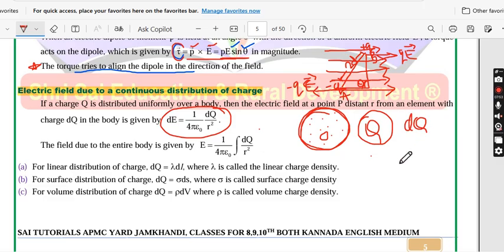Similarly, the electric field of that small body, or a small length or a small area or a small volume, will become dE. So that's why this is to be kept in mind: if we have considered the charge of a small body, then the charge of that small body will be written as dq and its electric field is dE. So let us discuss one by one here.